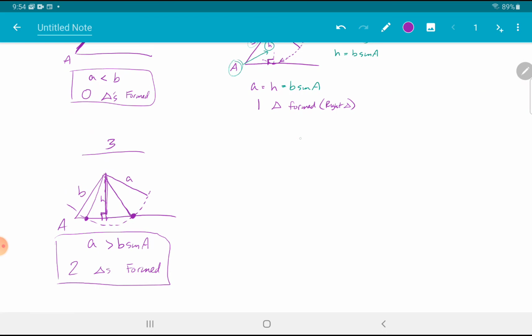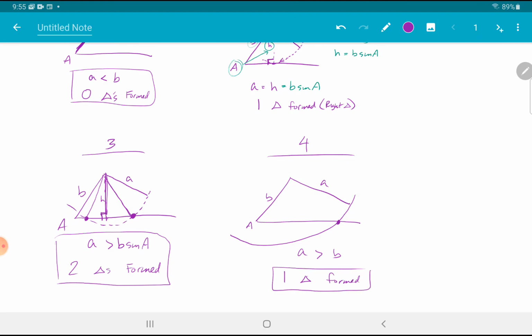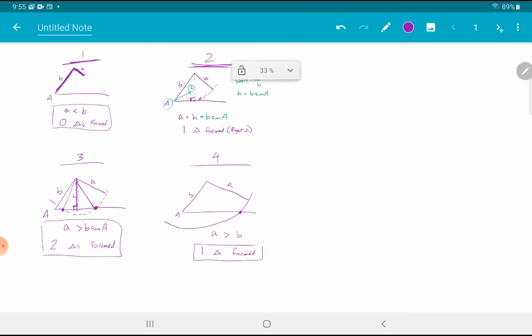Okay, but we also have another scenario, scenario 4, in which that side A is just a little bit too long. That's when it's actually greater than the side of B that you see here. When A is greater than B, just like that, then you end up seeing that you get, again, only one triangle that can be formed here. Okay? Just like that. All right. So those are basically the 4 scenarios I wanted to introduce to you. And in our next video, we're actually going to see how this is applied in solving some triangles.